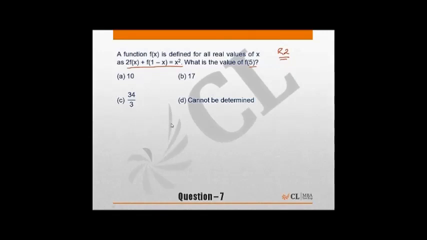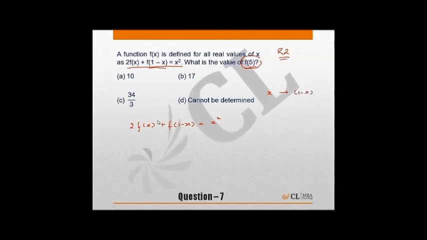The question says we need to find the value of f(5). We don't have a function on f(x) alone, but it is f(x) plus f(1 minus x). So twice of f(x) plus f(1 minus x) equal to x square is the function which has been given, and we need to find the value of f(5). Now in such questions, the standard method is replace x with 1 minus x. So instead of x, write 1 minus x.